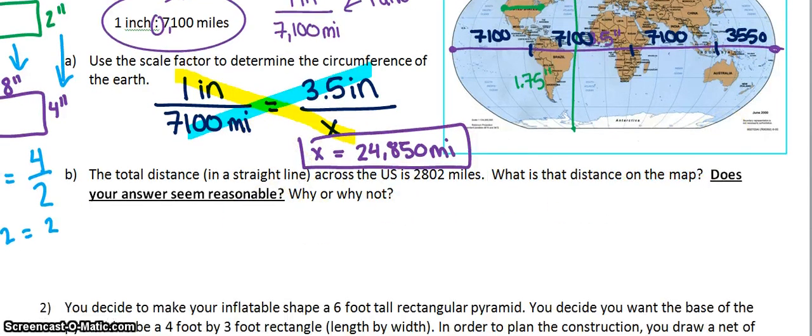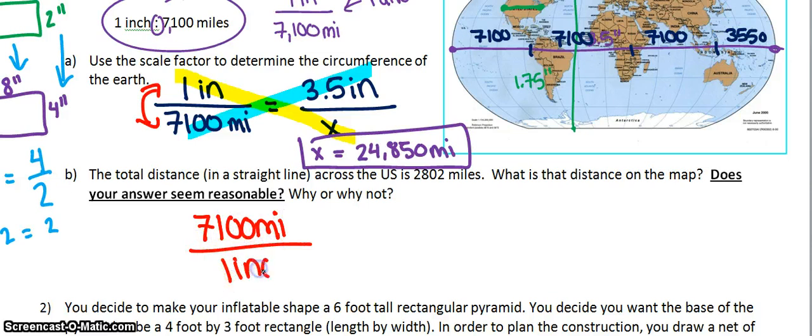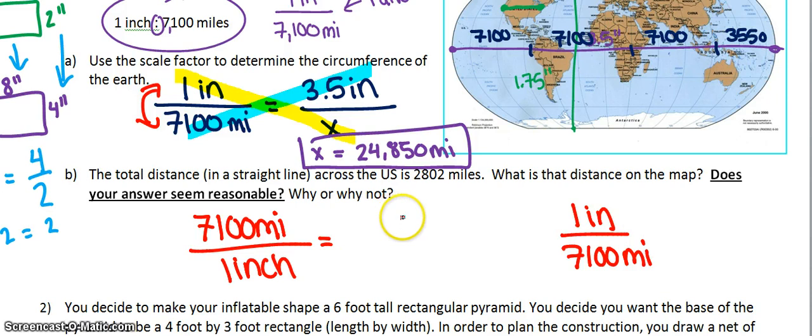What we can do to solve this is set up a proportion. And you can always flip this around if you want. So I know for every 7,100 miles, it corresponds to 1 inch. Okay? Or I could write that as 1 inch goes to 7,100 miles. It doesn't matter as long as you keep it consistent. So if I put miles on top, you want miles on top over here. So we have 2,802 miles for the distance across the U.S. I want to know how many inches that is on the map. So the scale factor should be the same here, and I can call this x.